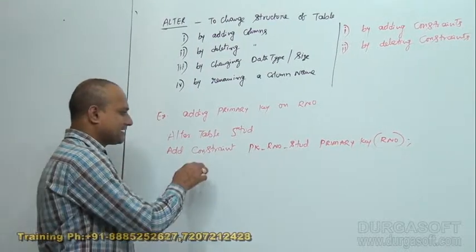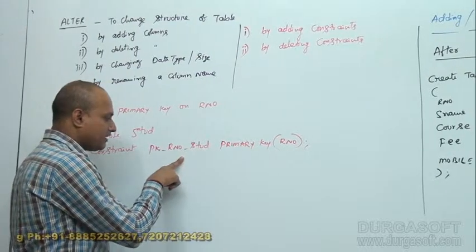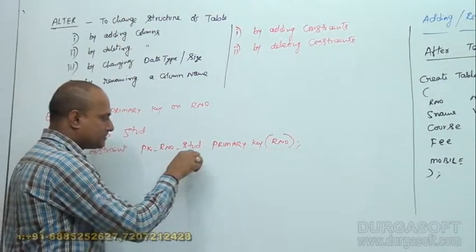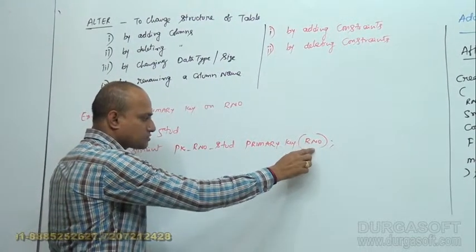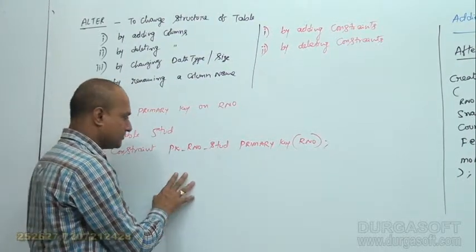Here you are adding a constraint. The user-friendly name for the constraint is PKRNO_stud. And I am defining the primary key on which column? Roll number. Then it will display a message, table altered.